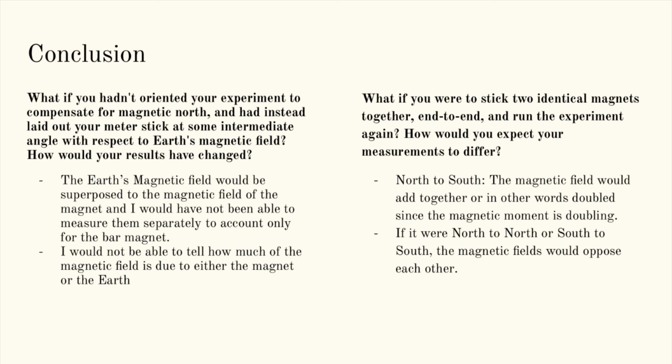The second question is, what if you were to stick two identical magnets together end to end and run the experiment again? How would you expect your measurements to differ? If the magnets were attached north to south, the magnetic field would add together, or in other words, double, since the magnetic moment would be doubled. If it were attached north to north or south to south, the magnetic fields would oppose each other.